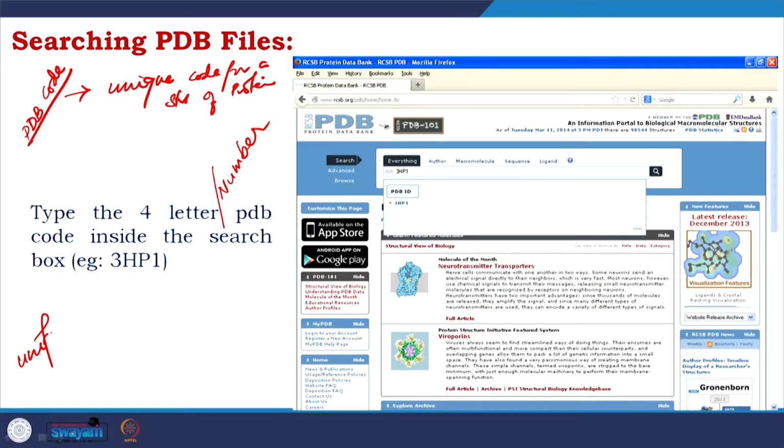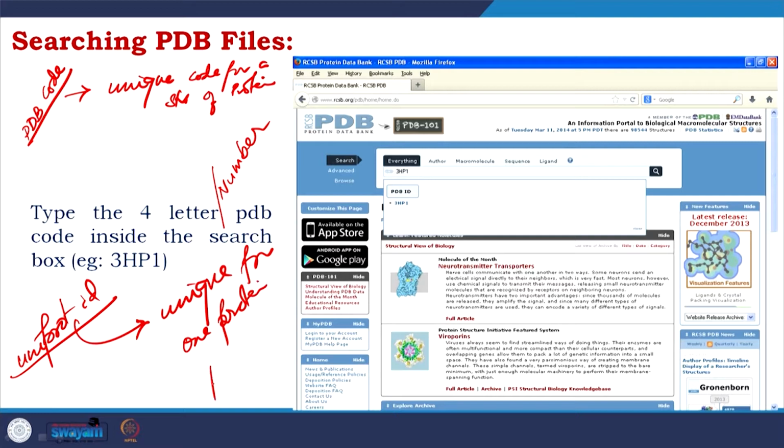So, the unique code is the PDB ID, but there is something called the UniProt ID. This is unique for one protein. So, if you have beta lactamase from E. coli, the TEM, it would have only one UniProt ID, but it could have many PDB IDs. You have to understand that.